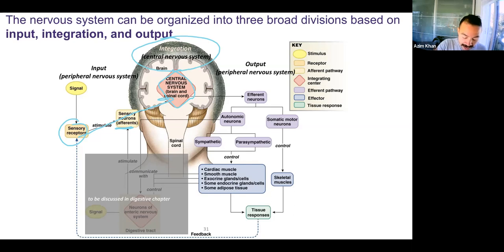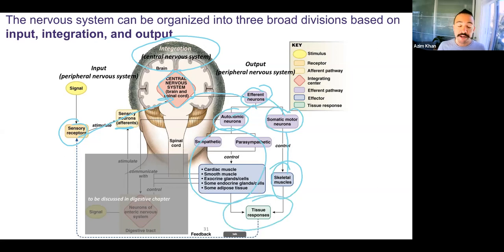From there, you send output through efferent neurons. Efferent can be autonomic, if you want to control things like your heart, blood vessels, glands, organs, or it can be somatic motor, if you want to control skeletal muscle. And you'll get some kind of response if you do that.